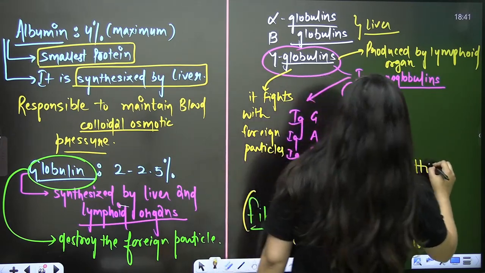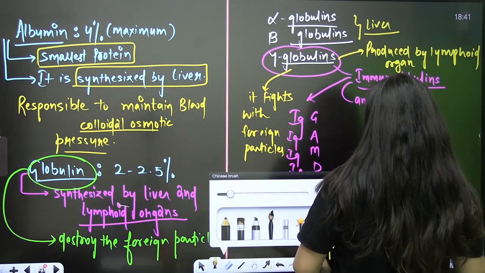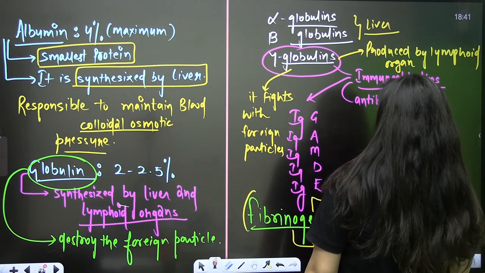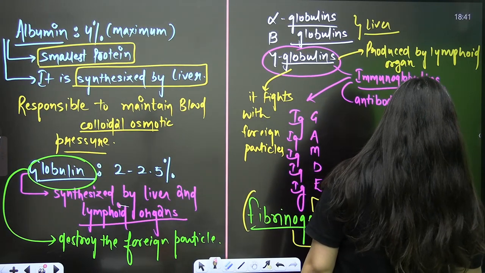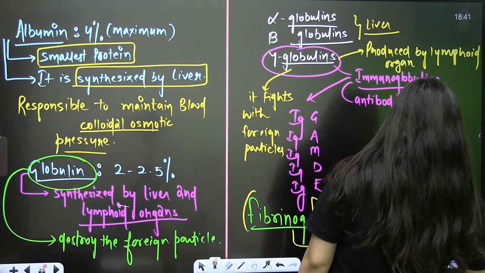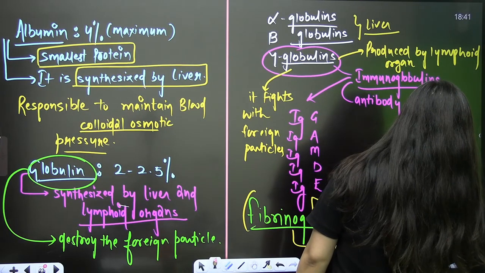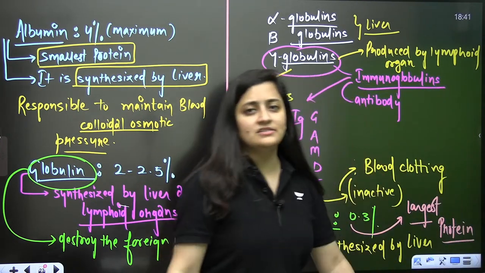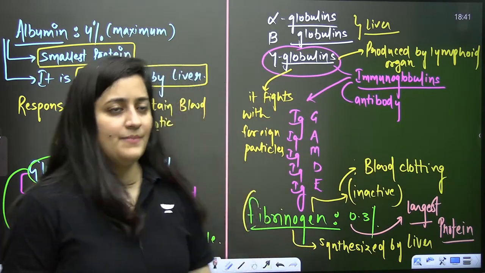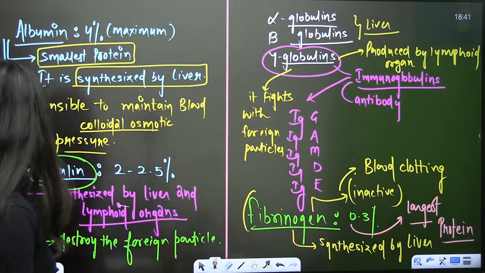And yes, it is the fibrinogen which is the largest protein. The smallest is your albumin, but its amount is maximum. Clear, bache? So that's about the fibrinogen.